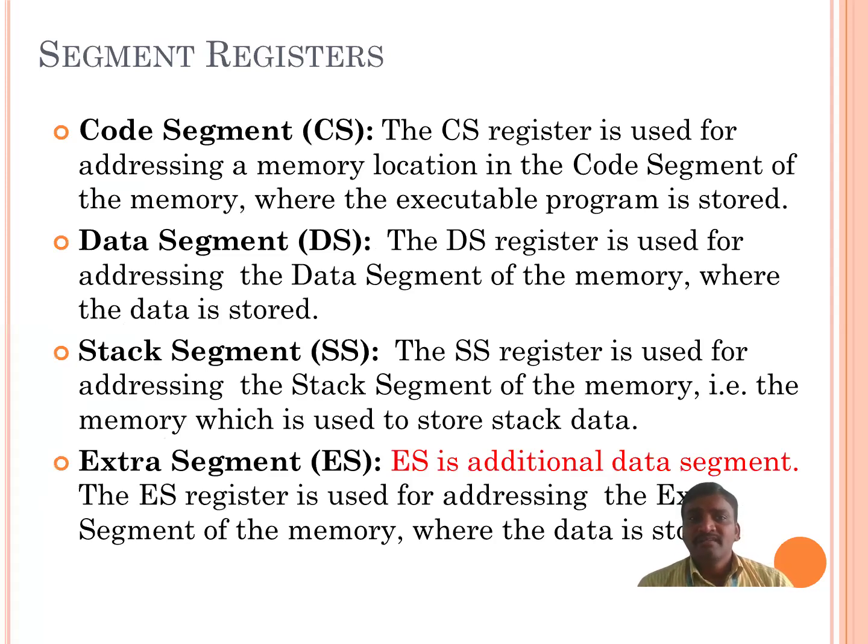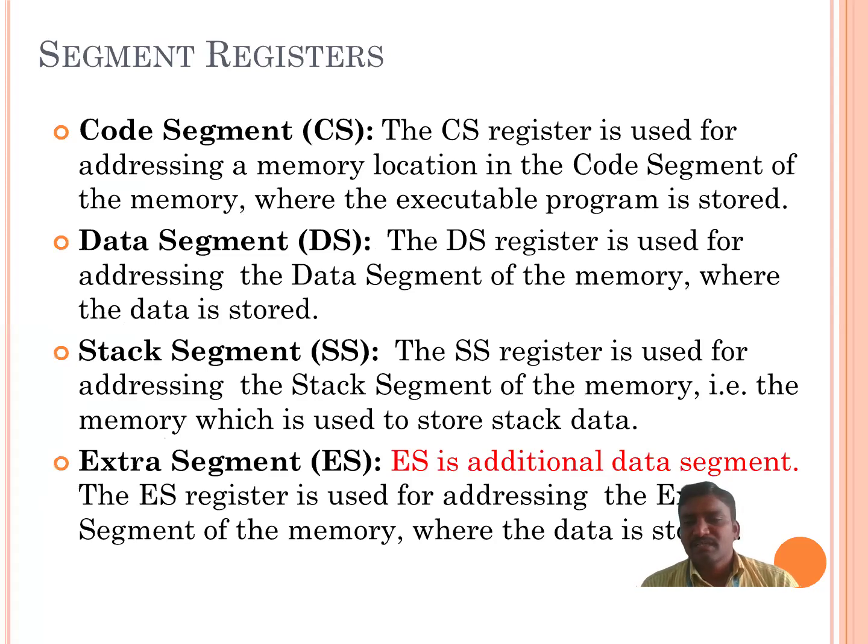To point out the memory location in code segment memory, we are using the register pair CS and IP. Next one is the data segment register. The main purpose of the data segment register is to store the segment address of the data segment memory.